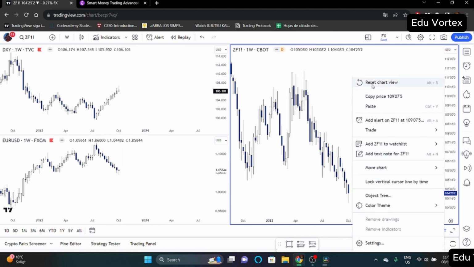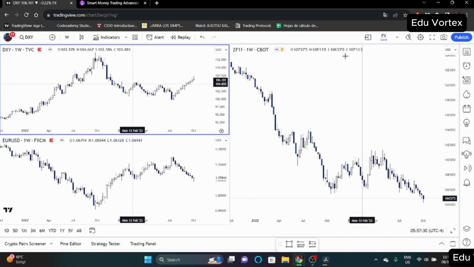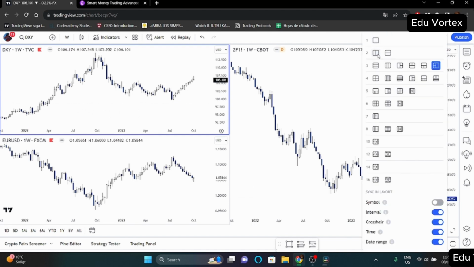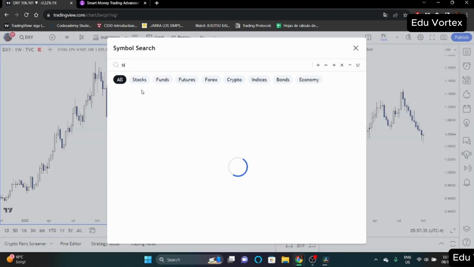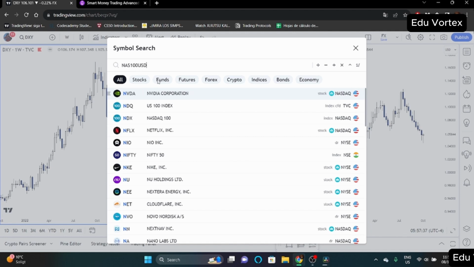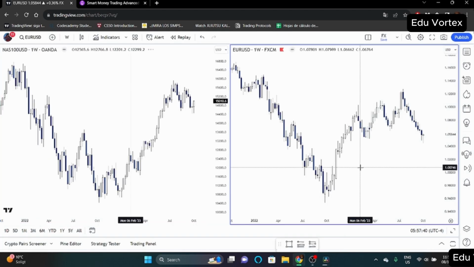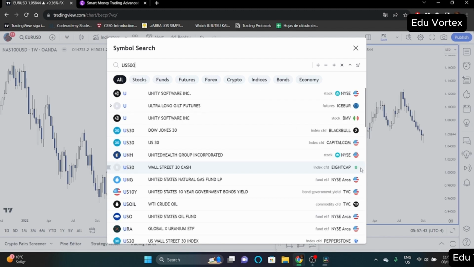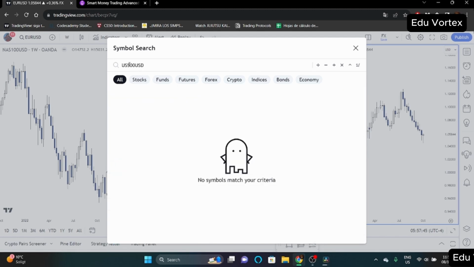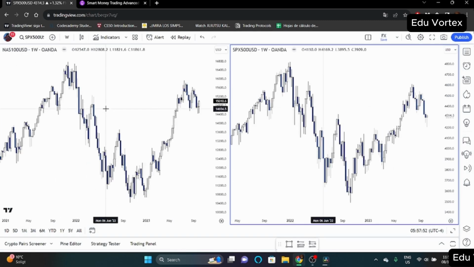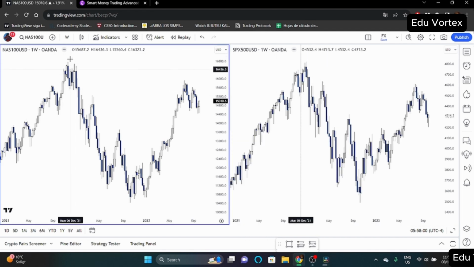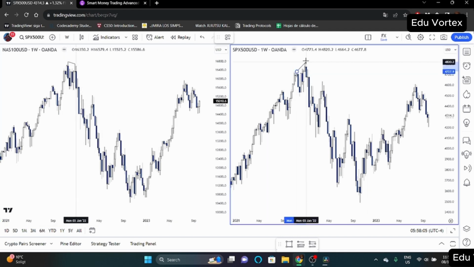So that's it for SMT divergence. You can look for it on any asset. I will show the last, okay? Nasdaq, and this is it. US 500 USD, SPX then. Oh, ooh la la. Divergence right here. Lower high, higher high.